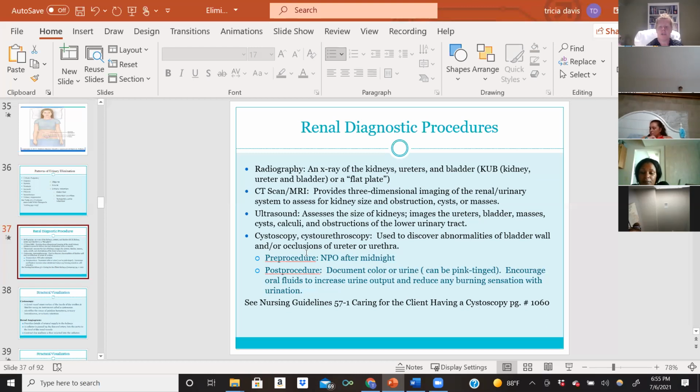And then to reduce any burning sensation with urination, which is completely common if you've had any kind of scope that's going in there, even with a Foley. It causes a little bit of a trauma. And it's normal for patients to say that it burns when they pee, but it should subside.